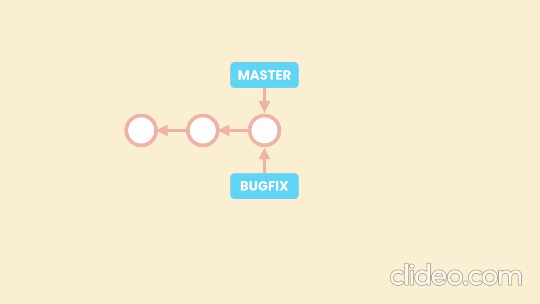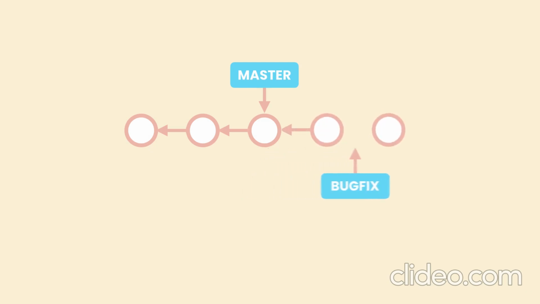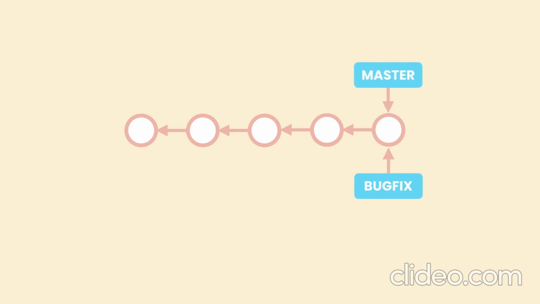Now we switch to the bugfix branch and make a couple of commits. We're done here. Now we need to bring the changes back to master. Now, because these branches have not diverged and there is a direct linear path from bugfix to master, all Git has to do to merge the changes is to bring the master pointer forward.